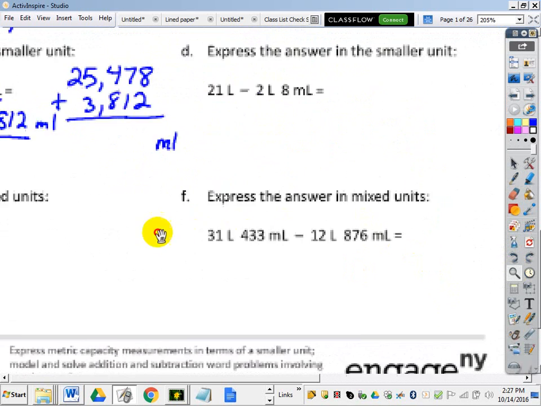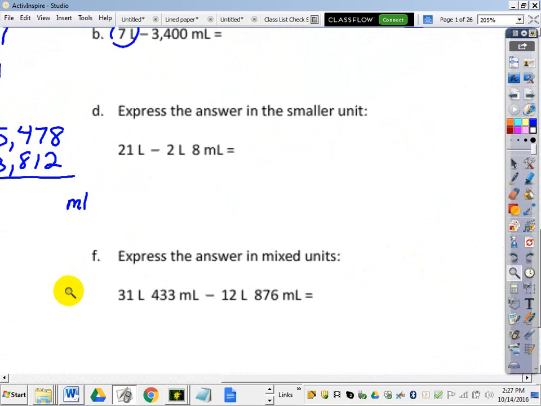Let's go to the next one. Express the answer in the smaller units, again, milliliters. They're just asking you to change these liters to milliliters. So go ahead and change that to milliliters. You know how to do 21 liters, that's a lot. Change into a lot of those little tiny milliliters. You're going to end up with a lot of little milliliters.